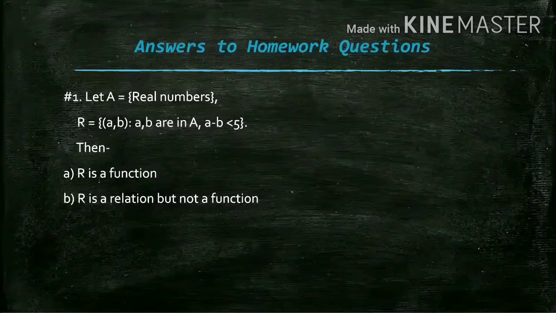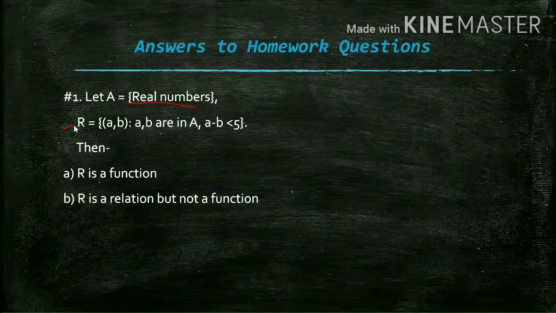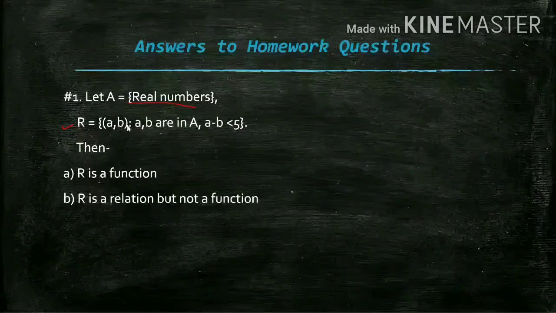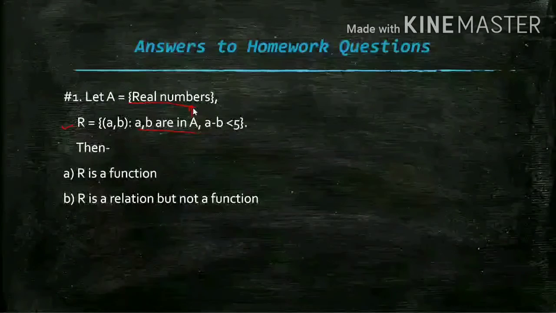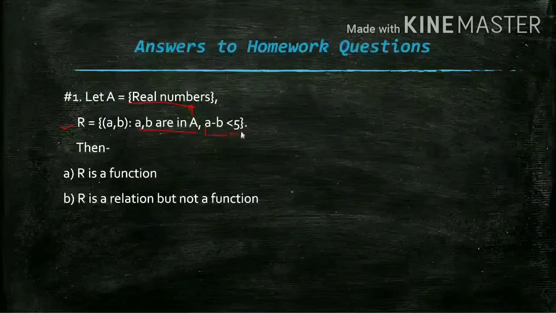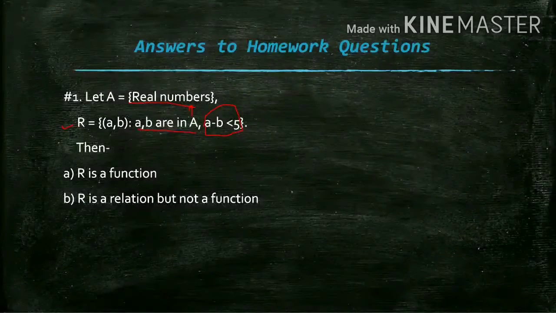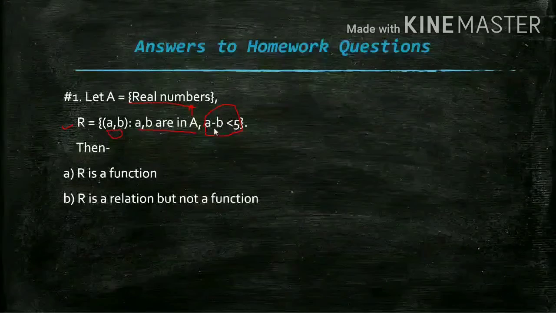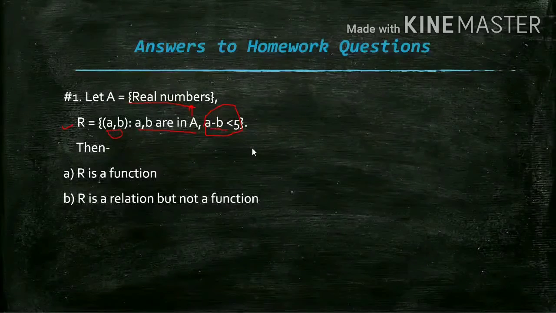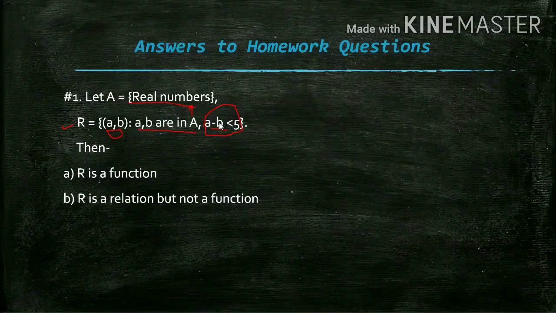So the first question was, it was given that the set A is of the real numbers and R is defined as a set containing the pair (a, b) such that a and b are in A. a and b are in A means a and b are real numbers satisfying this condition. I have told you this is the main condition on how a and b are defined. That means what elements will this set contain. So here we have this condition that a minus b must be less than 5. So all those pairs would be in this set.